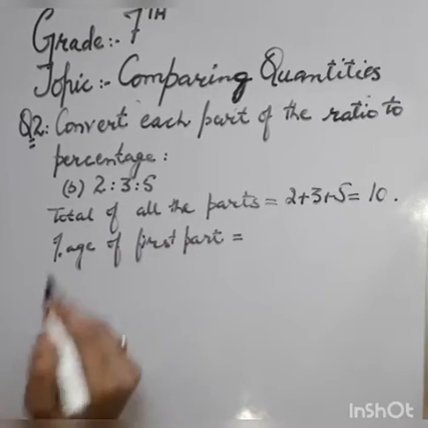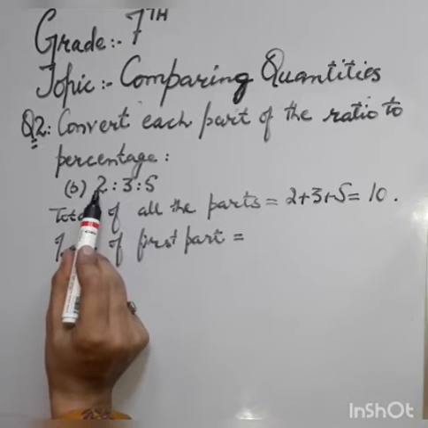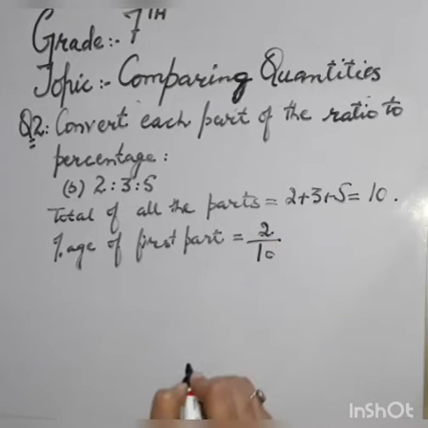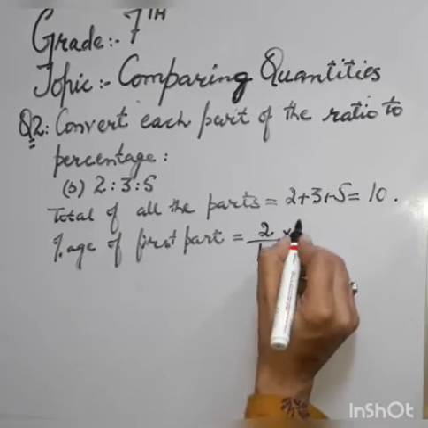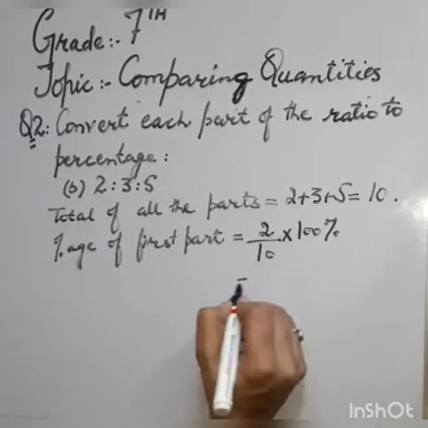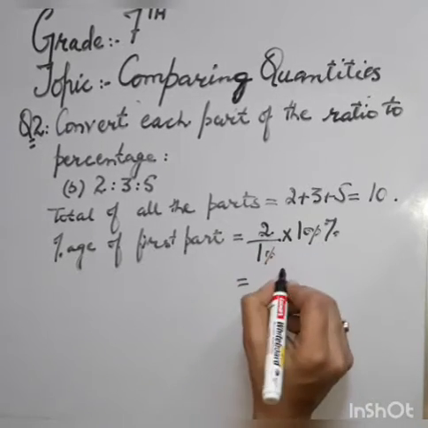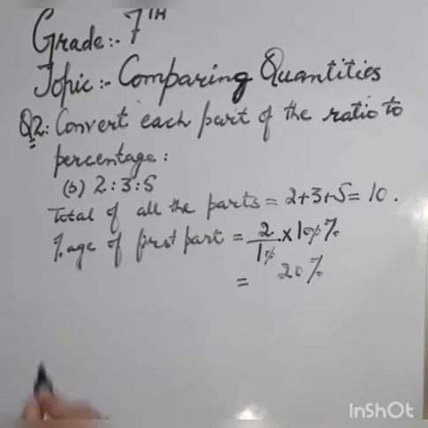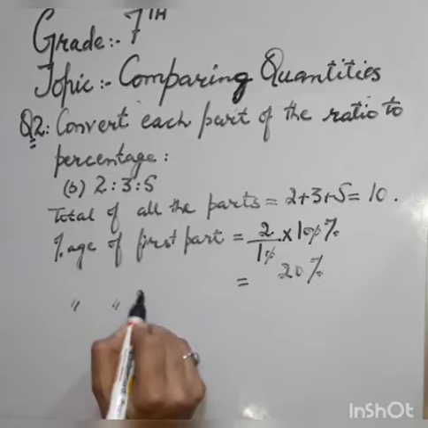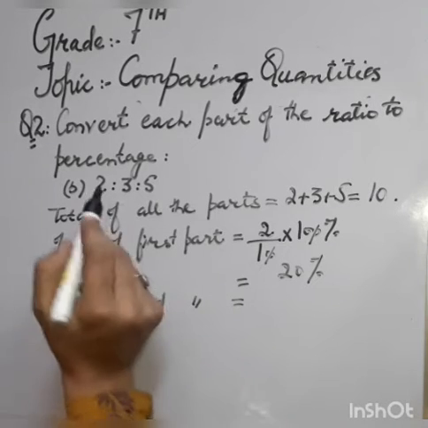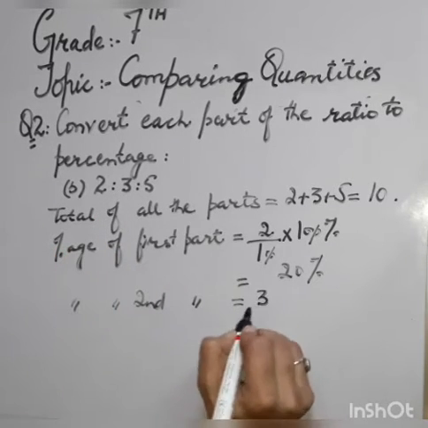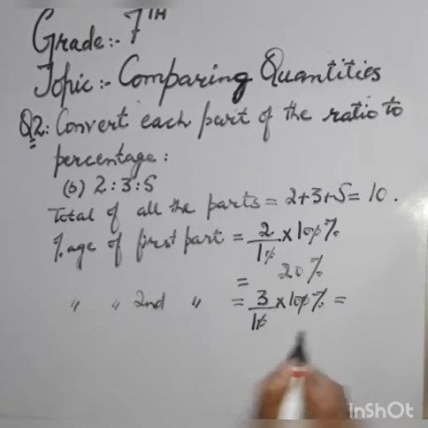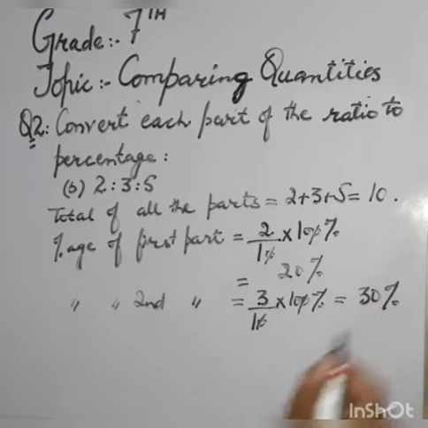Percentage of first part is equal to, what is first part? 2 out of 10. So 2 by 10 is the first part, into 100%. Now 0 and 0 will cancel out and 2 into 10 is 20. So percentage of first part is 20%. Then similarly, percentage of second part is equal to, what is second part? 3 out of 10. Multiply it with 100%. Now again 0 and 0 will cancel out. 3 into 10 is 30%.